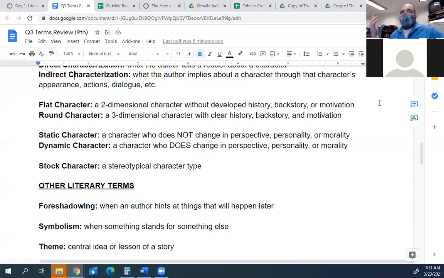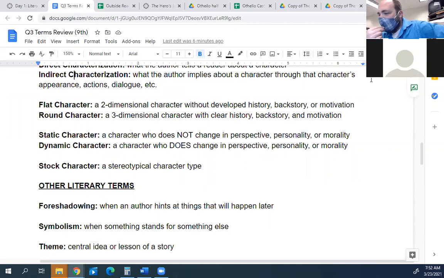So like I always say, if the character loses a limb, like they lose an arm, and they don't change their personality, it doesn't make them a dynamic character. If losing an arm makes them reassess their entire place in the world and change their ideology, then they're a dynamic character, because a dynamic character changes their perspective, personality, or morality over the course of a story.